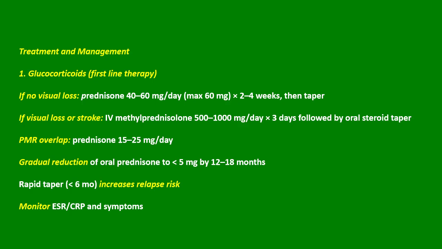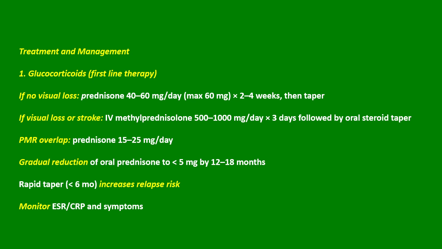Treatment and management. Glucocorticoids are first-line therapy. If there is no visual loss, prednisone 40 to 60 milligrams per day for 2 to 4 weeks, then taper. If there is visual loss or stroke, IV methylprednisolone 500 to 1000 milligrams per day for 3 days, followed by oral steroid taper. For PMR overlap, prednisone 15 to 25 milligrams per day.